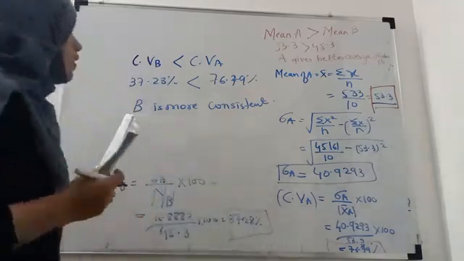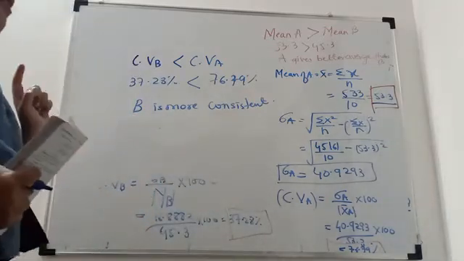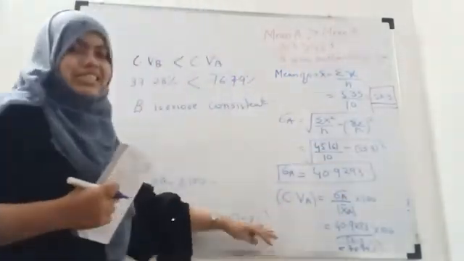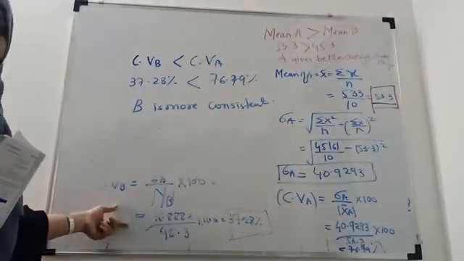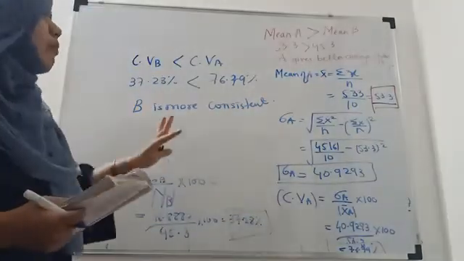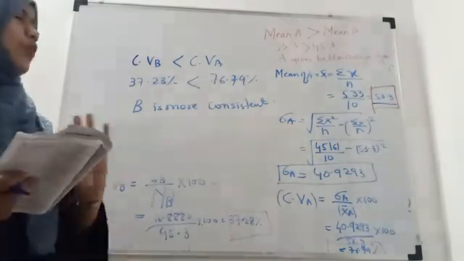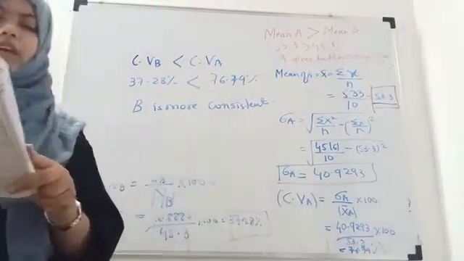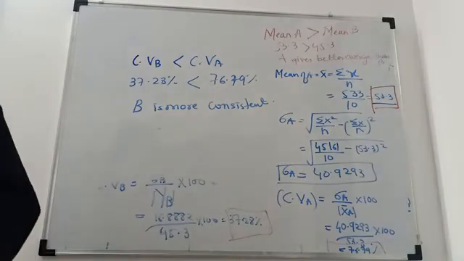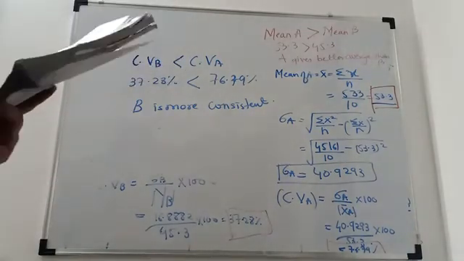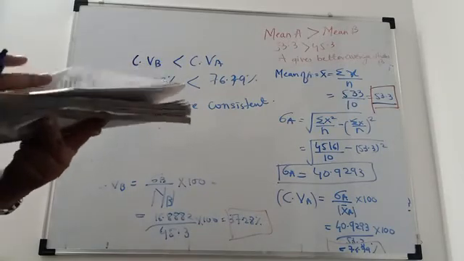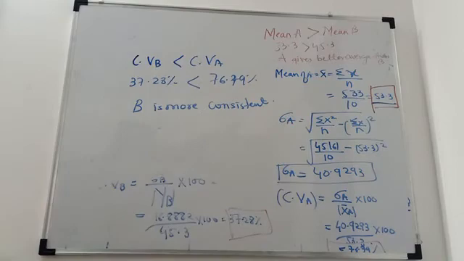Always remember this: for the average you have to look for the greater value, and for consistency you have to look for the lesser value. Whichever has the lesser coefficient of variation will be more consistent. So this is a very important example and can come for 4 to 5 marks. There are many problems given like this. You just go through the exercise and try to solve more and more examples.